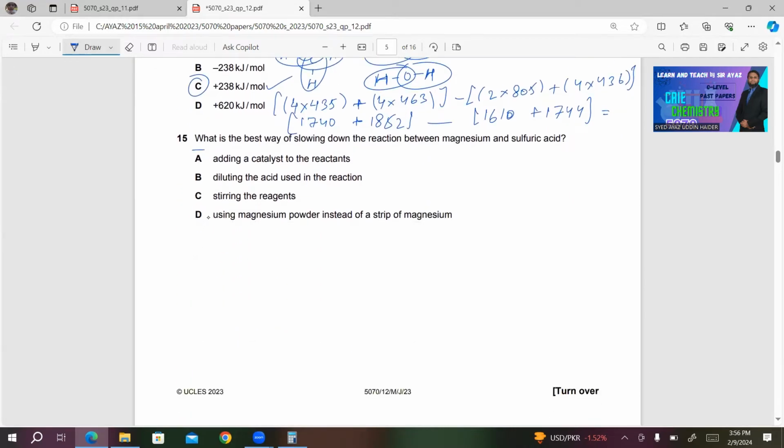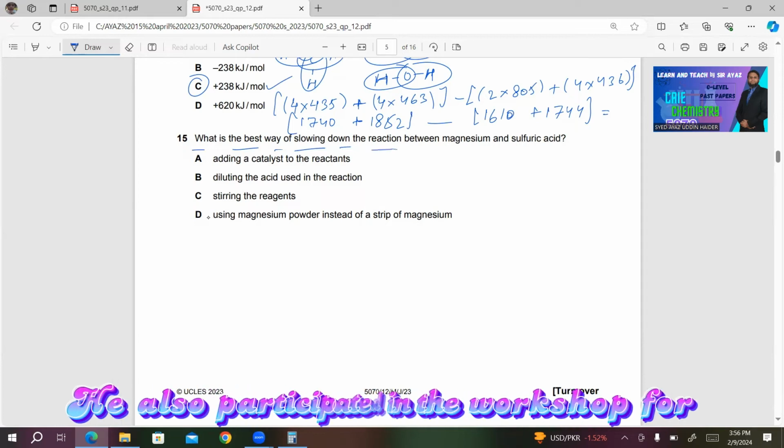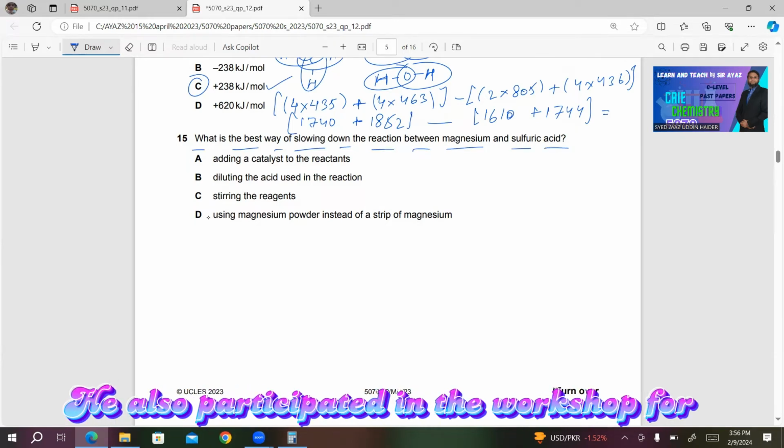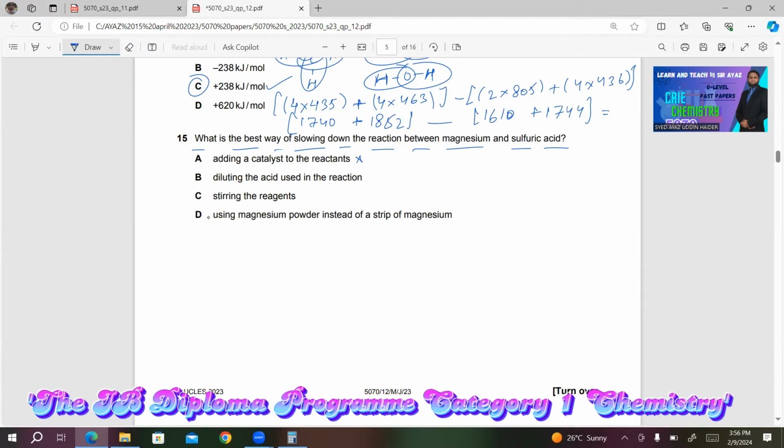Number 15, what is the best way of slowing down the reaction between magnesium and sulfuric acid? A, adding a catalyst to the reactant. This is wrong. The reason is that catalyst increases the rate of reaction. B, diluting the acid used in the reaction. This looks correct to me.